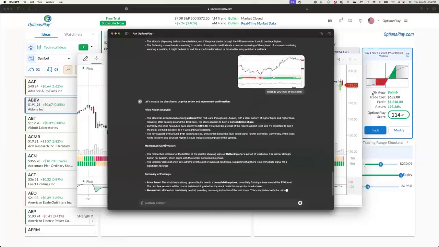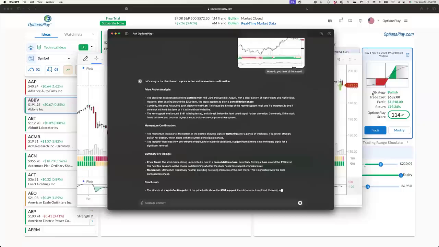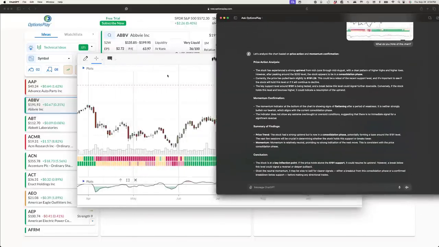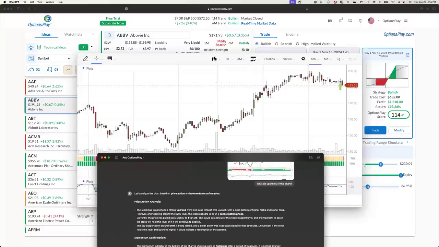So we basically took out a bearish thesis here on AbbVie. Now, there was a fundamental thesis behind this as well. Obviously, when you're just putting in a chart, it's not looking at the fundamentals, but it gives you an idea that it's been in a strong uptrend from mid-June to mid-August, right? That's from here to here. But recently it's been in a consolidation phase. That's the most important part, and it shows you that it's testing around 191, that support level, and a break below could signal further downside.